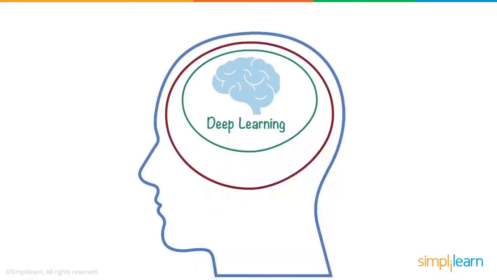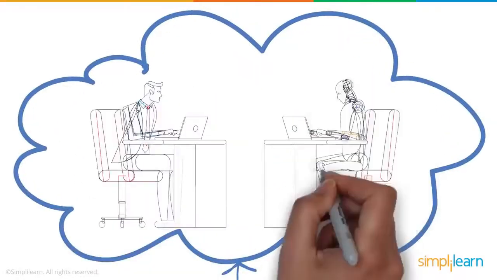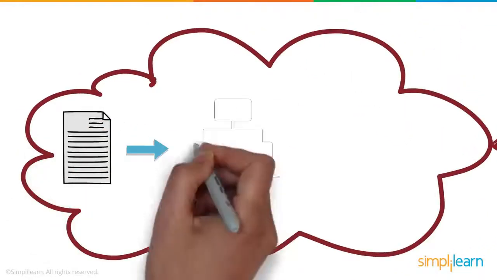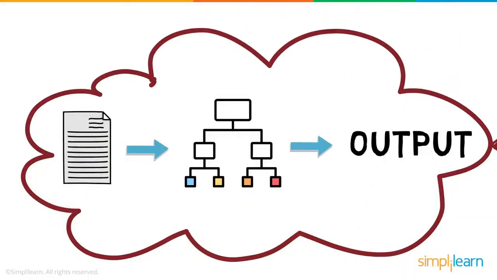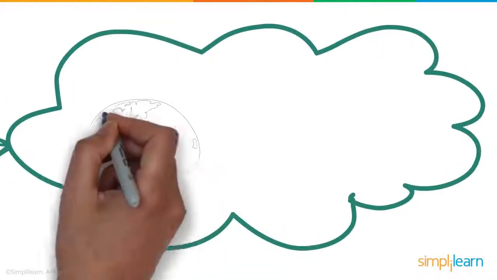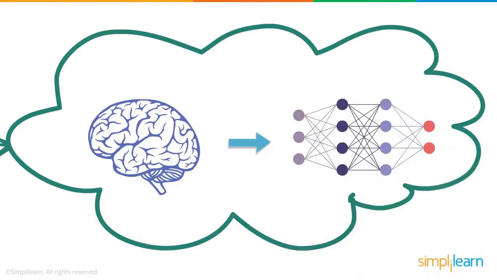Deep learning is a subset of machine learning, which in turn is a subset of artificial intelligence. Artificial intelligence is a technique that enables a machine to mimic human behavior. Machine learning is a technique to achieve AI through algorithms trained with data. And finally, deep learning is a type of machine learning inspired by the structure of the human brain. In terms of deep learning, this structure is called an artificial neural network.